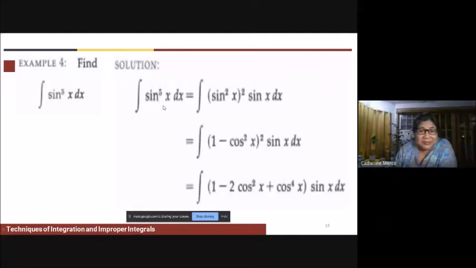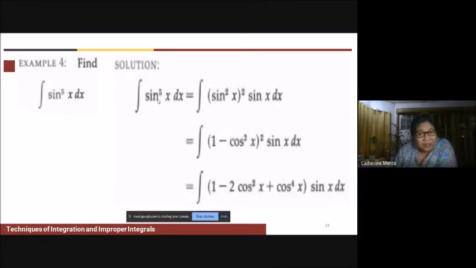The integral of sine to the fifth x dx. To rewrite this, it will now be sine squared, squared. Sine squared squared will give you sine to the fourth, plus one more sine x, that will give you sine to the fifth.